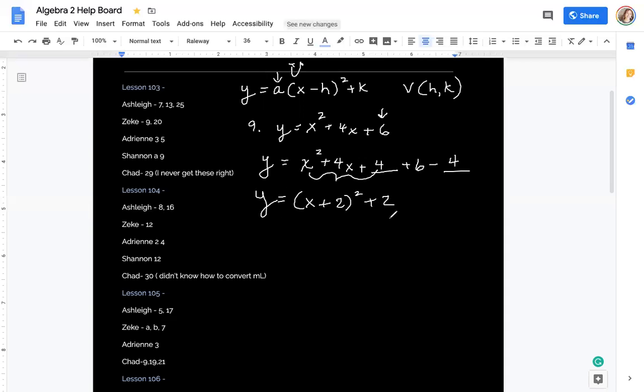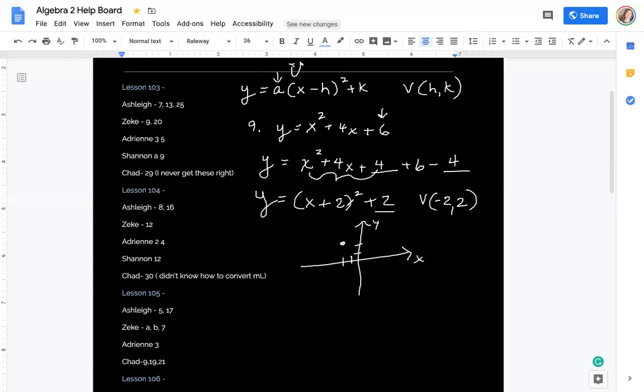Now we can identify the vertex of the parabola. That was the whole point of putting it in this form. So the vertex is always the opposite of whatever's in the parentheses, which would be -2, and then this number, which would just be 2. So when we graph it, we graph the vertex, which would be (-2, 2).